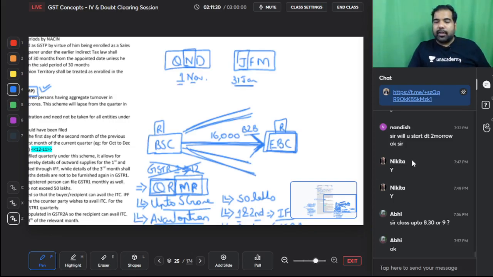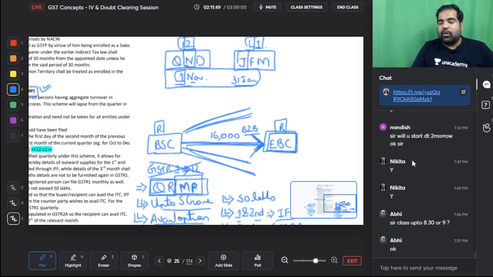I'll tell you the shortcut again. 1-2-L1. What is 1-2-L1? The first day of the second month and the last day of the first month. Between this period, anytime you can avail the option, and once you avail the option it will continue till you want to get out of the option.